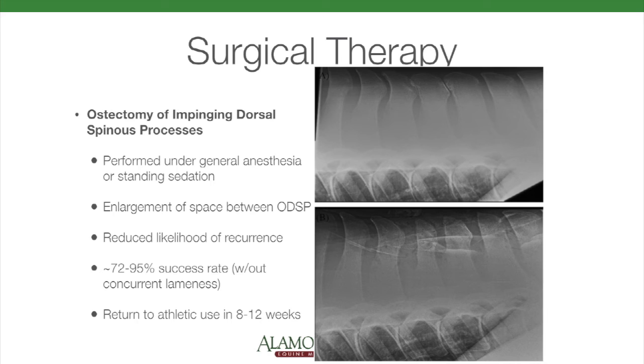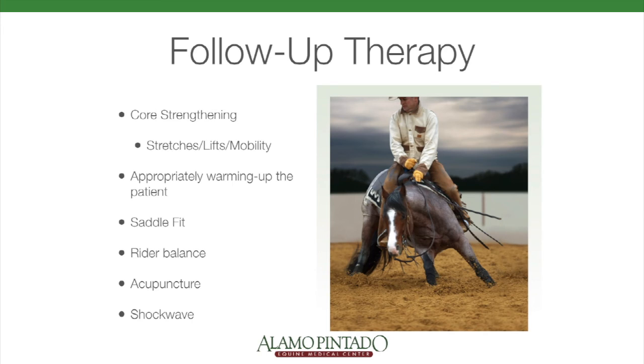So similar success rates. Return to use is a little bit longer because you're usually going through a larger incision, somewhere around 8 to 12 weeks or so. It's very case dependent on which procedure we do. If the horse has really significant overriding kissing spines, we're typically doing something more along these lines, because when they're really overriding, there's no real space for us to get in there to remove that ligament. Those are the two main surgeries that we do. There are other ones, but those would be the most common.